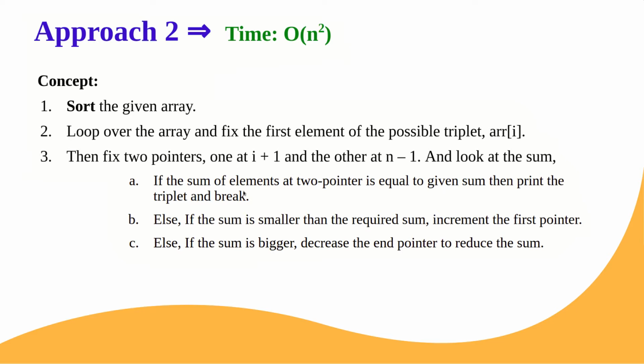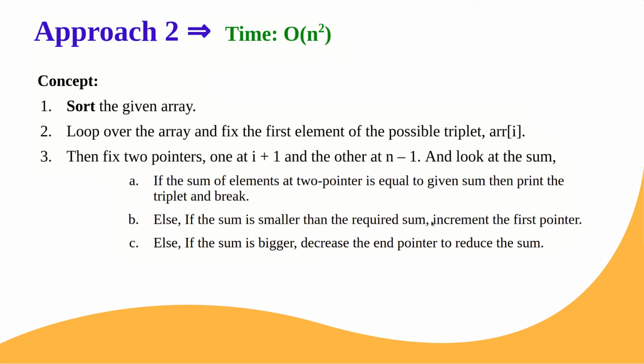If the sum of the elements of the 2 pointers and the fixed element is equal to the given sum, then this is the possible triplet: array of i, array of i plus 1, and array of n minus 1. So we just break and print the triplet.